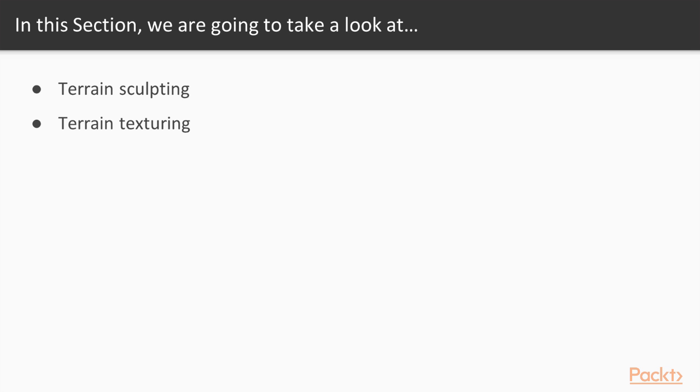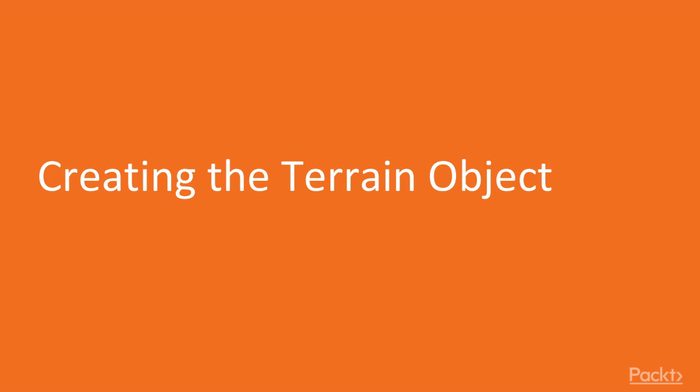We're also going to look at terrain texturing. That is, how can we make our terrains look like they're made from real-world materials? How can we make our terrains look like they contain grass, rocks, swamps, water, and all that kind of interesting stuff? So let's get started.